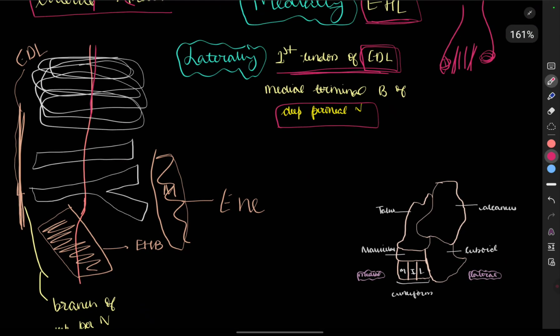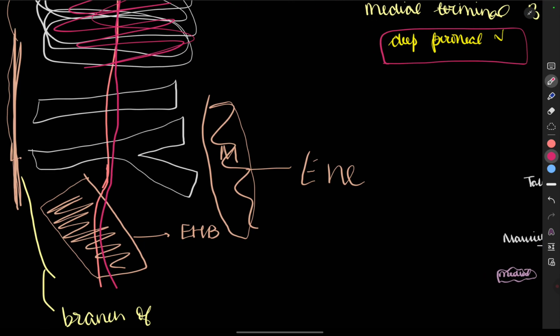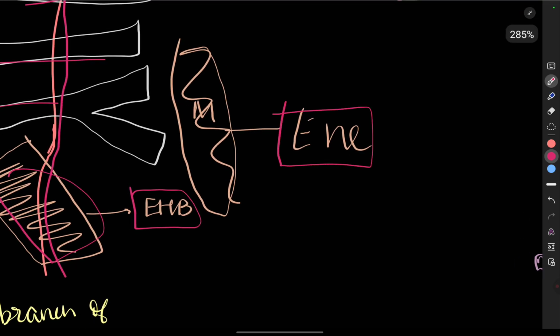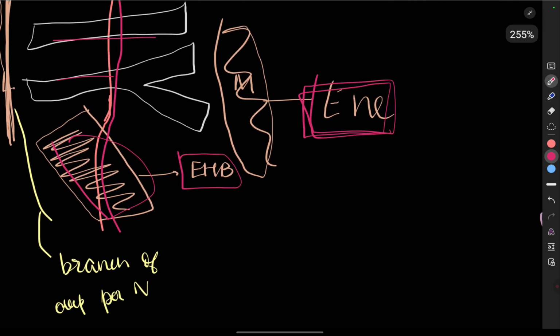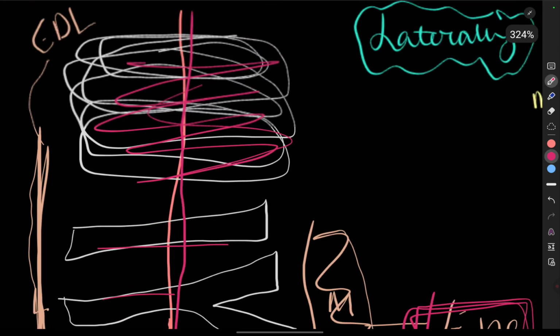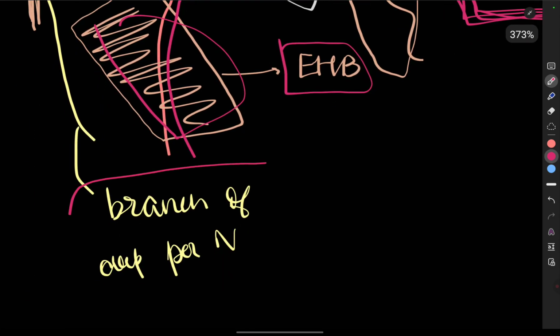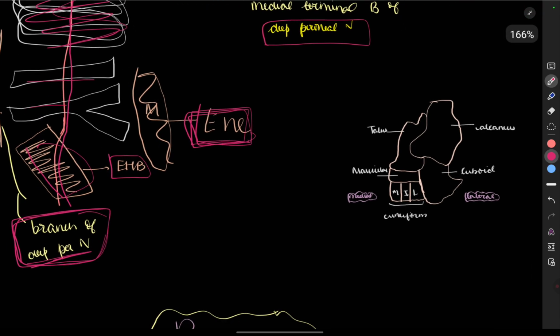So see, this is the artery. This is the skin and the superficial fascia, and this is the extensor retinaculum, crossed by the extensor hallucis brevis. To the medial side we have the extensor hallucis longus, and the extensor digitorum longus on the lateral side, and below we have the branch of the deep peroneal nerve on the lateral side. Okay, so this is the diagram.